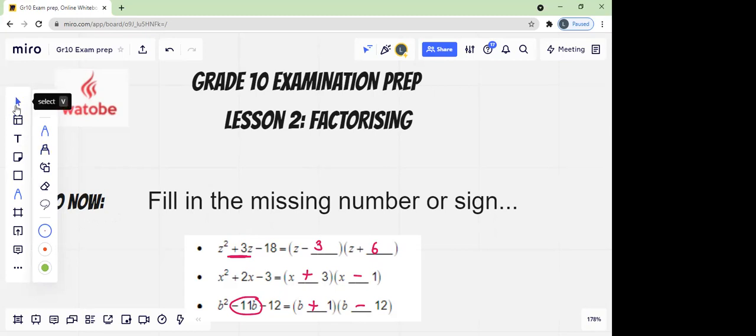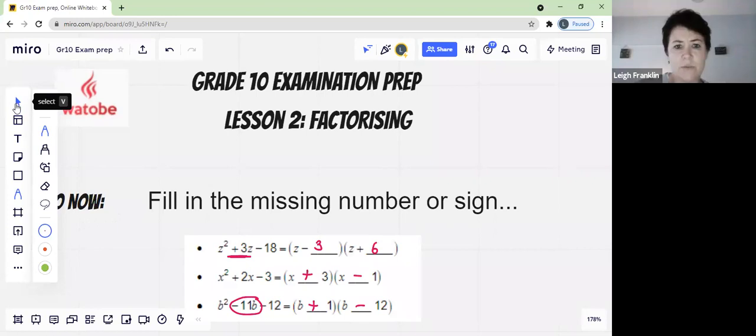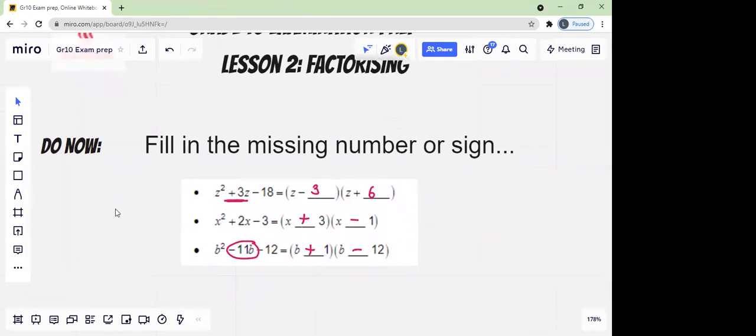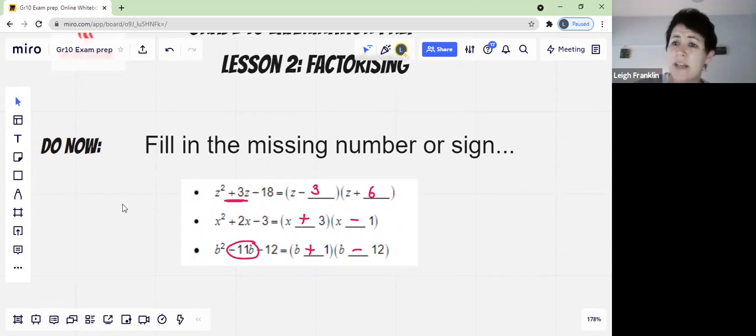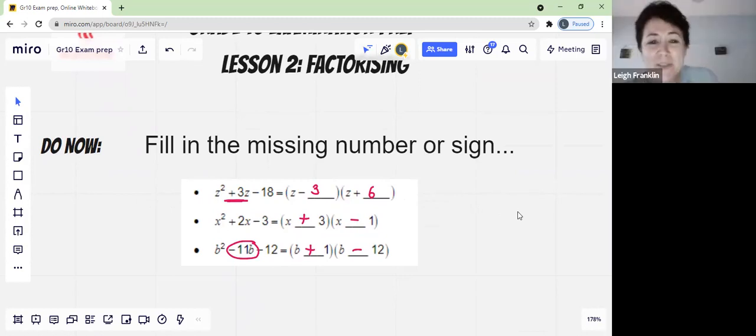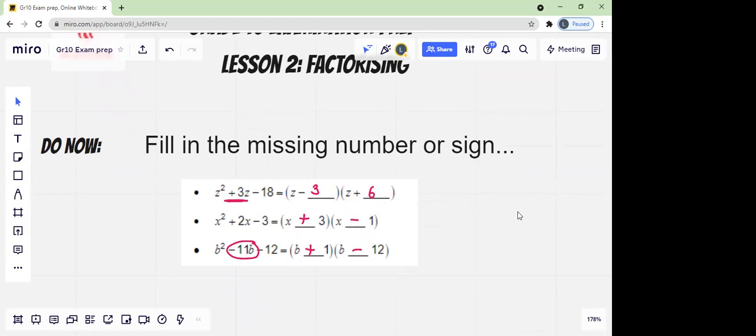Ma'am, can I ask? Yes, Ayanda, of course. Does it matter if 12 is positive or not? Because I mean, -1 and +12 also adds up to 12 and 11 being negative. It does matter, unfortunately, Ayanda.